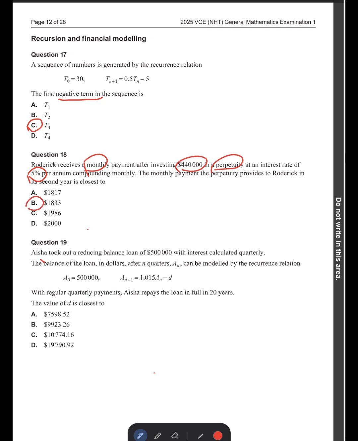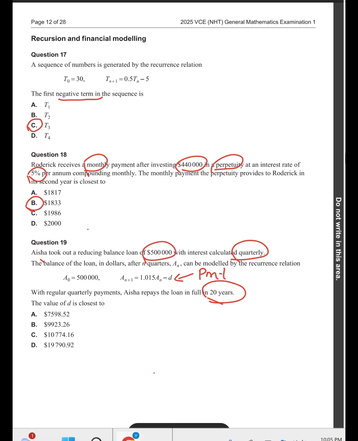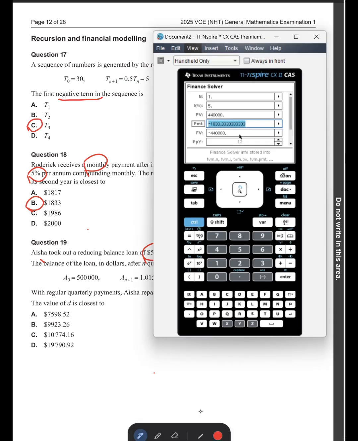Okay. Aisha took out a reducing balance loan of $500,000 with interest calculated quarterly. The balance of the loan in dollars after n quarters can be modeled by this. With regular quarterly payments, Aisha will repay the loan in 20 years, the value of D. So D is our PMT. Okay, so again, we just have to put these values into Finance Solver. So we're 20 years quarterly, so 20 times 4.